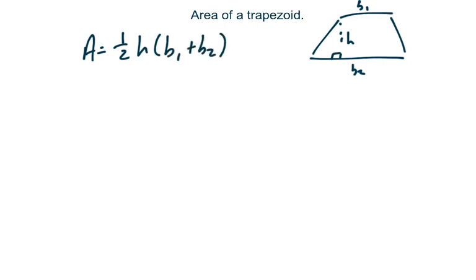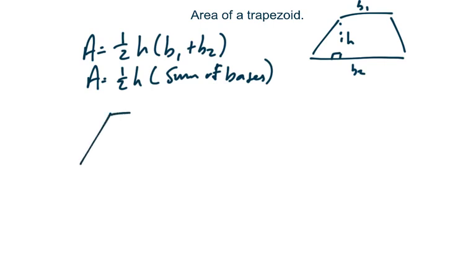You might see this notation different. They might call the bases A and B. Basically what you need to remember is that it's 1/2 height times the sum of bases. However they decide to notate them. Just add the bases up, and then you're going to do 1/2 height times that number. So let's take a look at that.